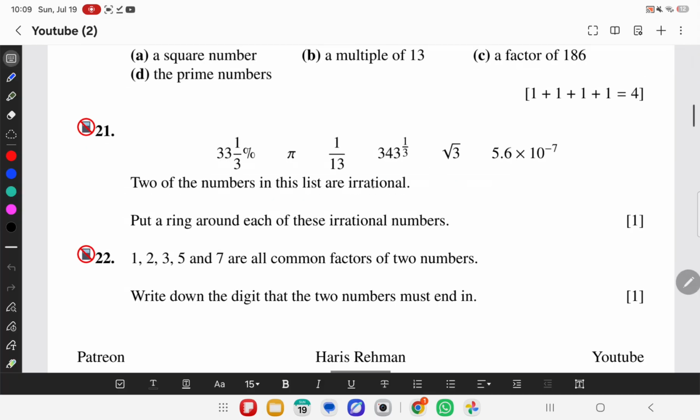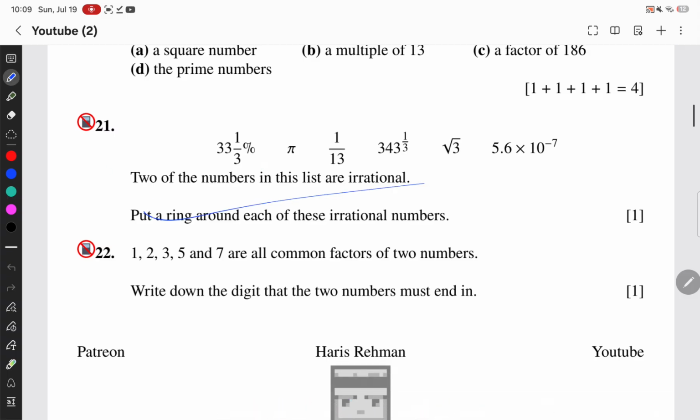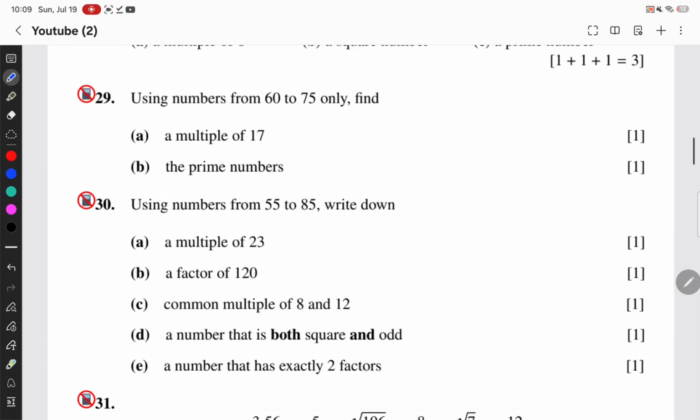Yeah, 2 numbers in this list are irrational. You can use a calculator in here, don't worry. This is irrational, and this is irrational. Okay, I've done it for you.